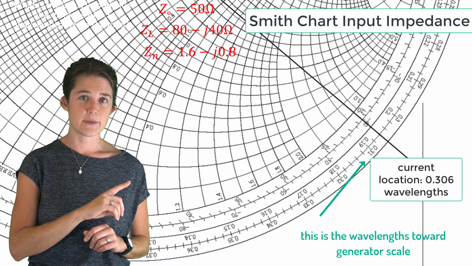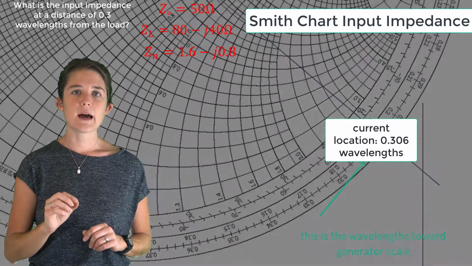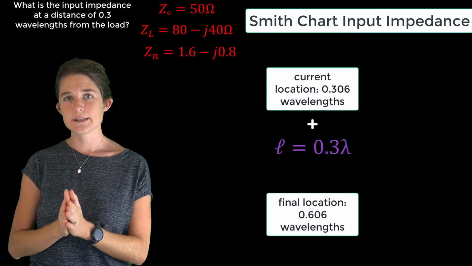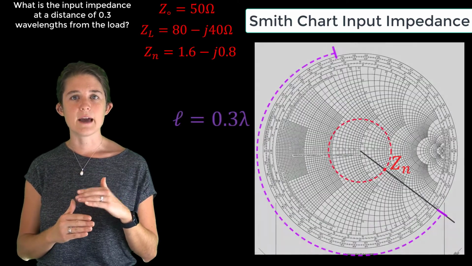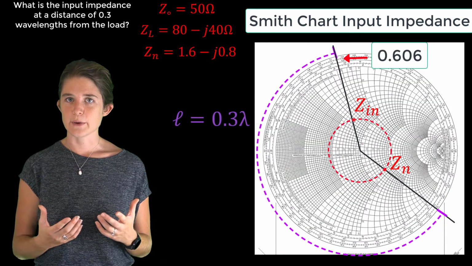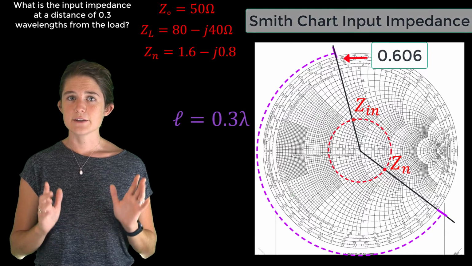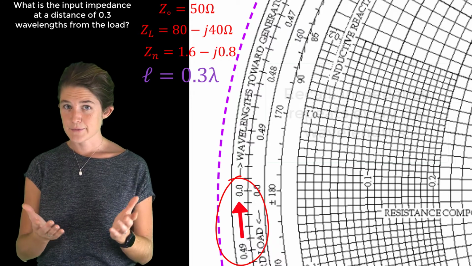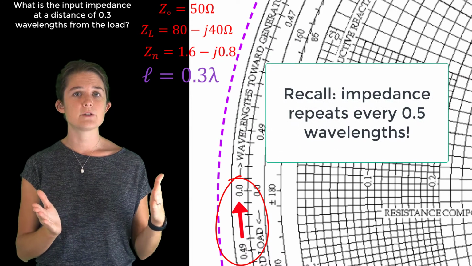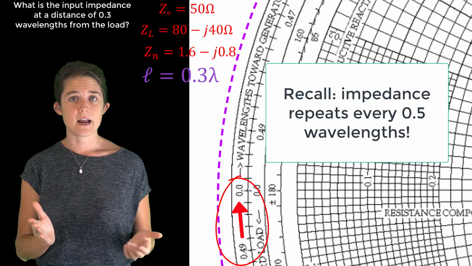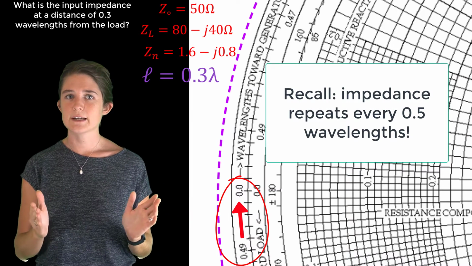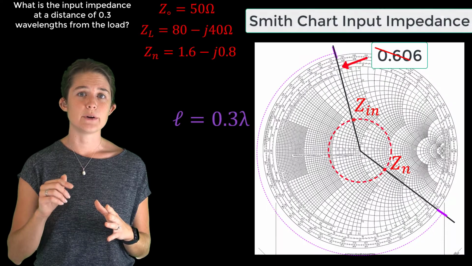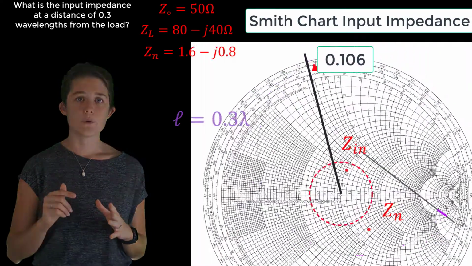I read 0.306. To this, we will add the length of our added transmission line, 0.3 wavelengths, which brings us to 0.606. Then we draw a line at the new length to find out where on the circle we ended up. But if you try to do this, you'll find that the wavelengths toward generator scale only goes up to 0.5. Again, the reason for this is that as you increase the length of the transmission line, the impedance repeats every half wavelength. In other words, adding or subtracting half a wavelength makes no difference to the input impedance. So instead of drawing a line at 0.6 wavelengths, we will draw a line at 0.1 wavelengths.